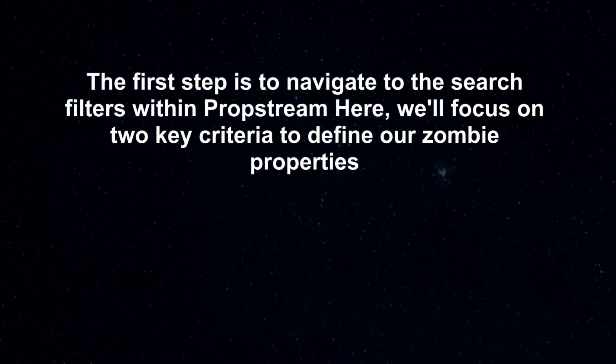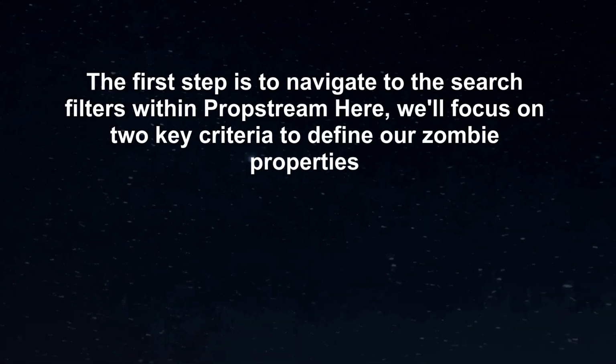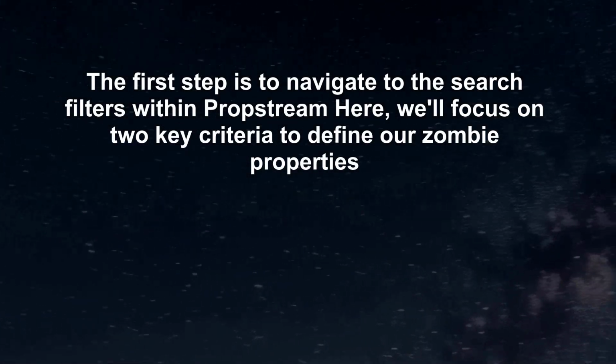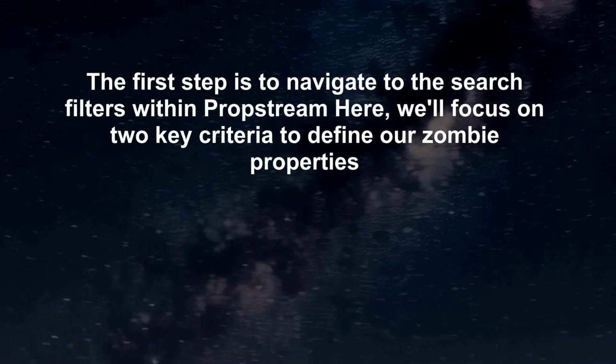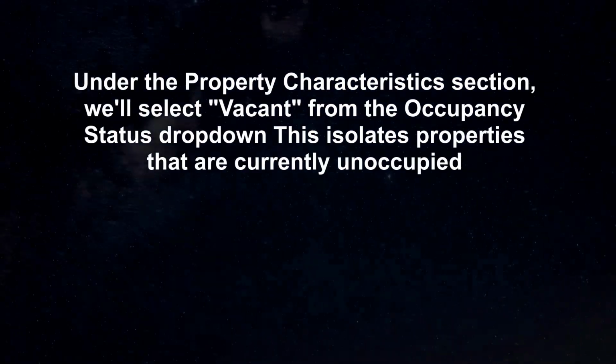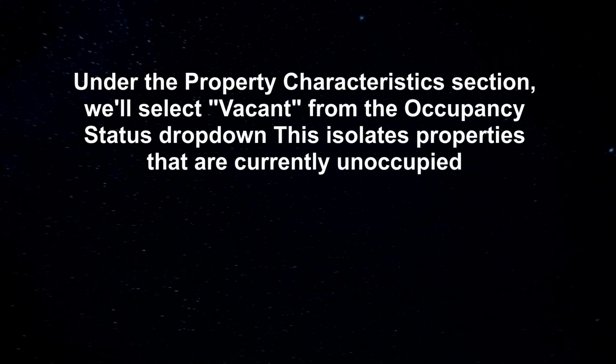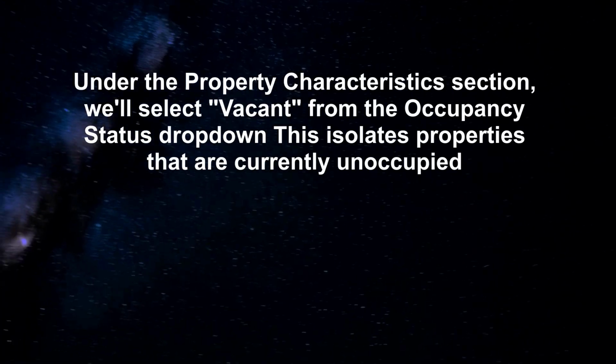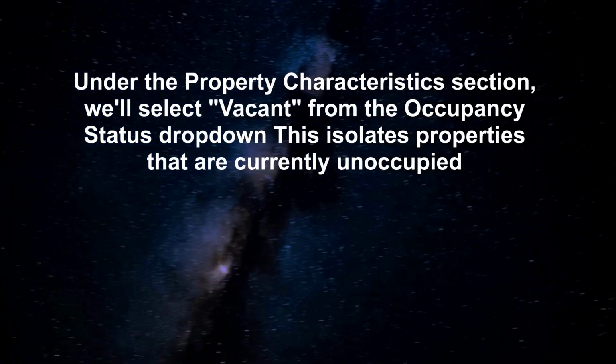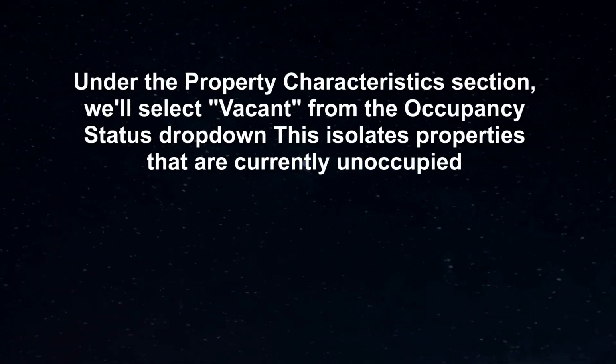The first step is to navigate to the search filters within Propstream here. We'll focus on 2 key criteria to define our zombie properties. Under the Property Characteristics section, we'll select Vacant from the Occupancy Status dropdown. This isolates properties that are currently unoccupied.